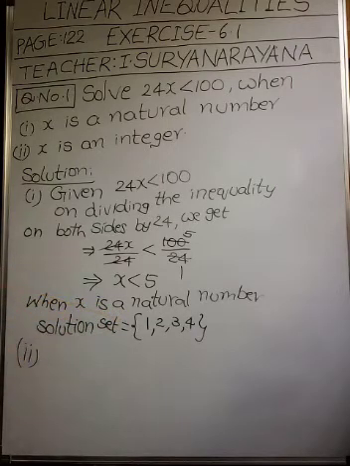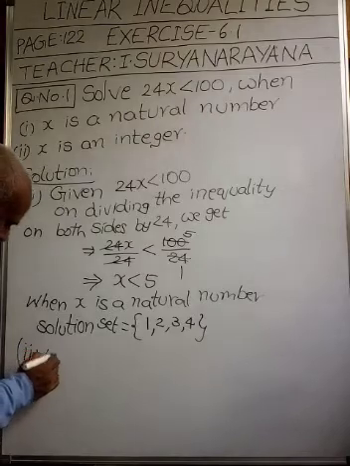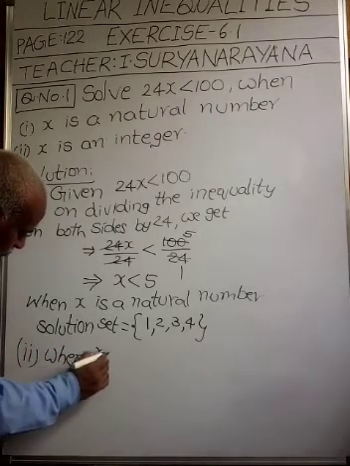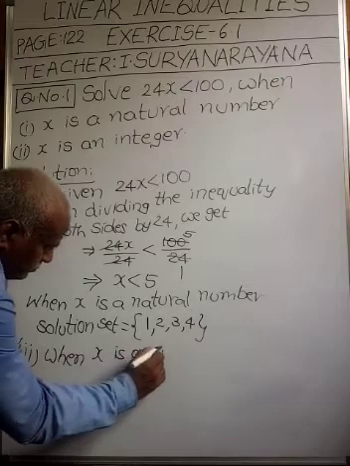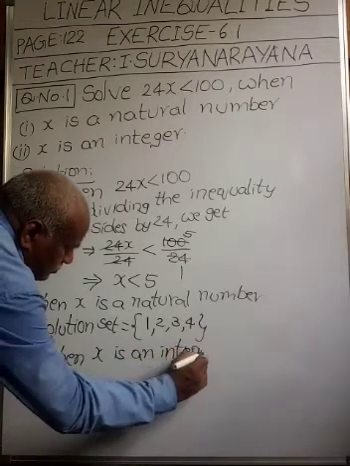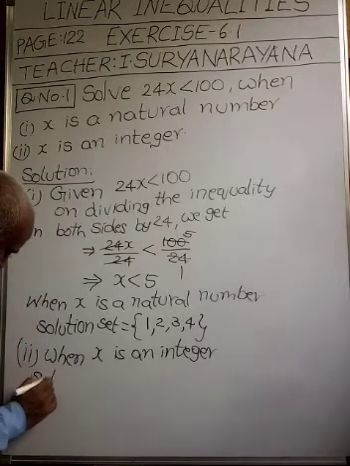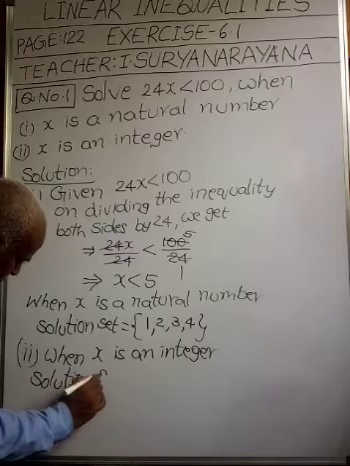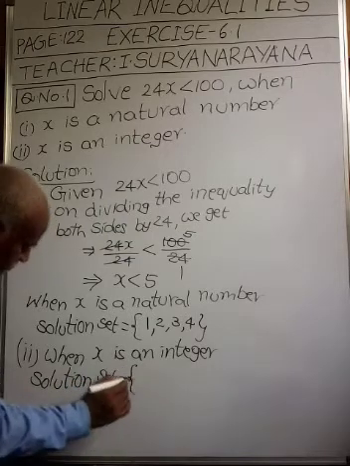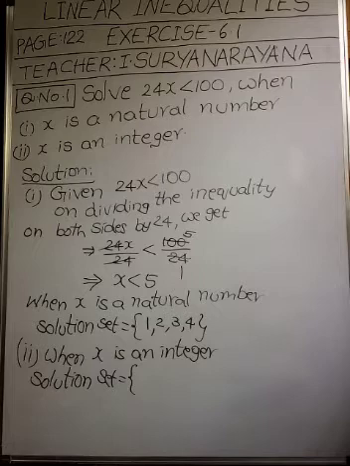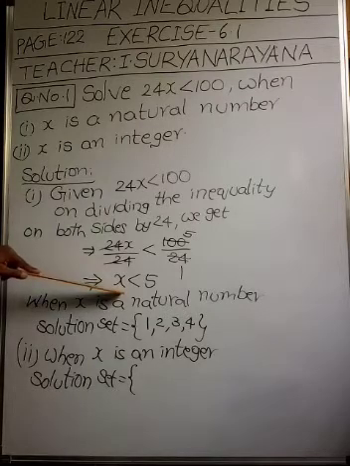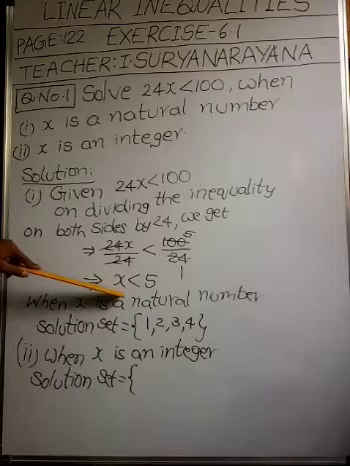This is the first part of this question. Now come to the second part. What is the second part? x is an integer. When x is an integer, then what is the solution set? Which integers satisfy this inequality? Which integers make this inequality a true statement?